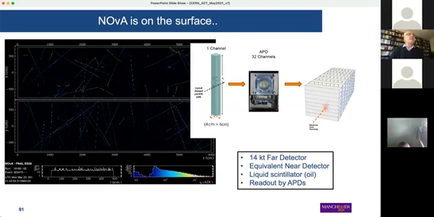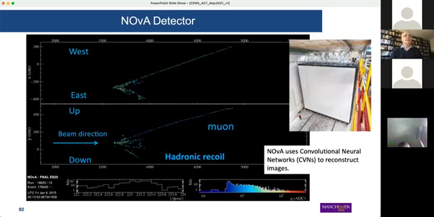So this is what you get when you build a detector on the surface. All of this is cosmic rays. The way this is built, these are towers of these scintillators read out by APDs, and you just repeat this over and over again to build a very large volume. So you have to get rid of this cosmic stuff. And this is done very well, and it just shows you now a cleaned up interaction where the muon is here, and then there's the hadronic recoil there. Beautiful.